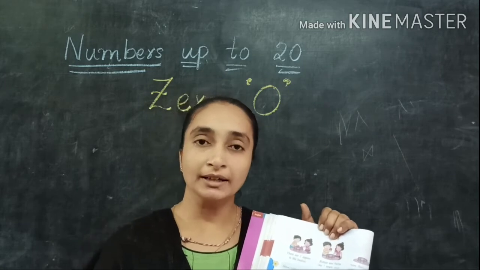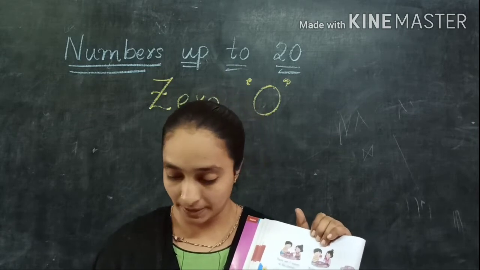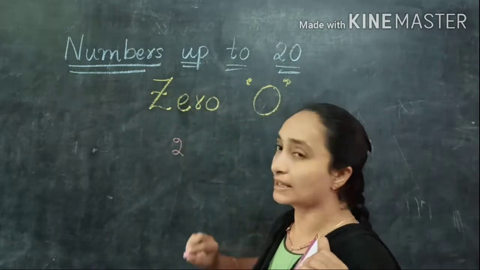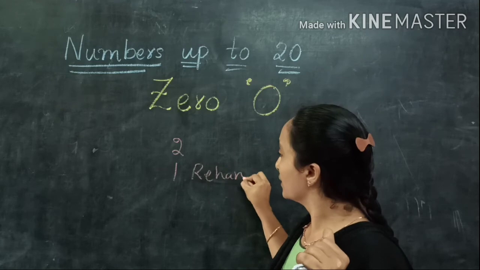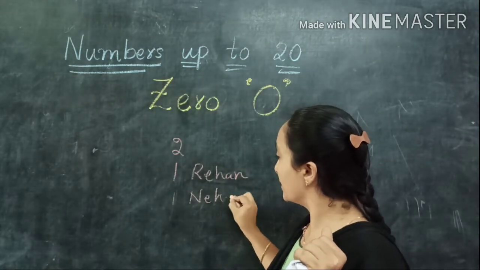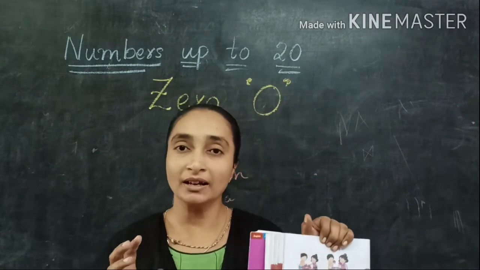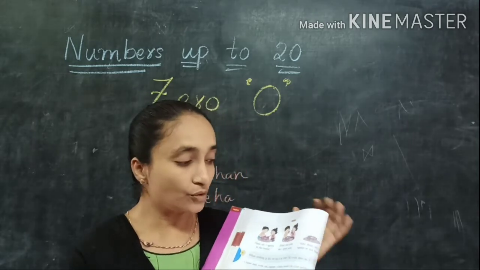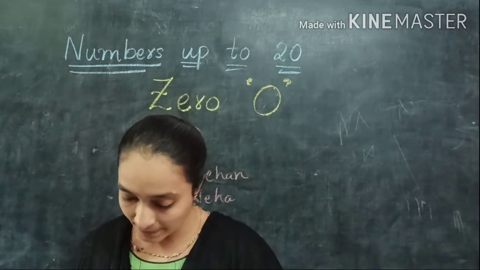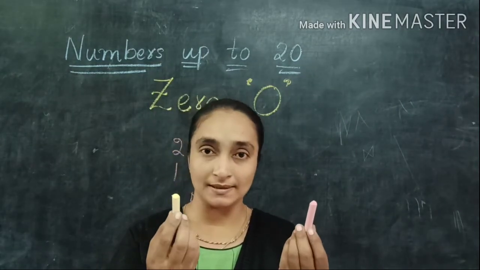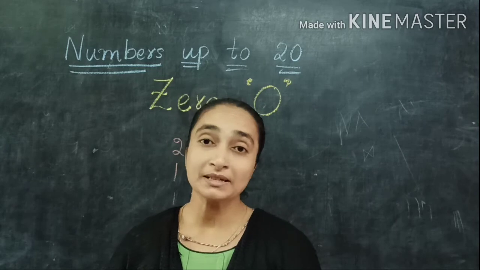Both of them came and took the apples. Rehan ate 1 apple and Neha also ate 1 apple. There were a total of 2 apples in the basket. Rehan ate 1 apple. Neha ate 1 apple. So from the 2 apples, 1 apple was eaten by Rehan, another apple by Neha. So now how many apples are there in the basket? Are there any apples in the basket? For example, you think these are the 2 apples. 1 apple Rehan ate, another apple Neha ate. Now how many apples are there in the basket?